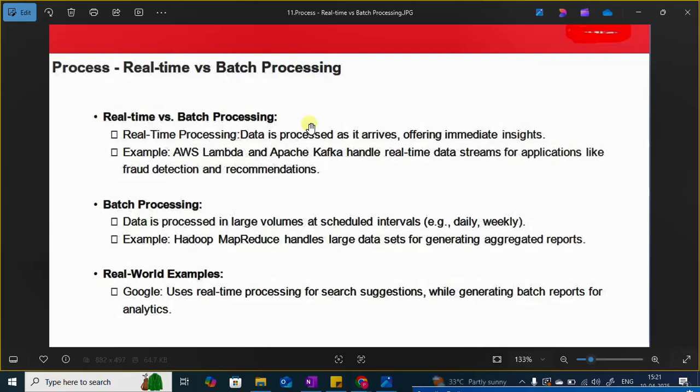Batch processing means at a certain interval it will pick the job, it will pick the data, maybe 4 o'clock, 5 o'clock, 6 o'clock, or maybe 2:30, 3:30, 5:30, something like that. But real-time data processing does not have any constant job or constant timing. As soon as the data is loaded, it will immediately start consuming the data. So there is no fixed time for that.